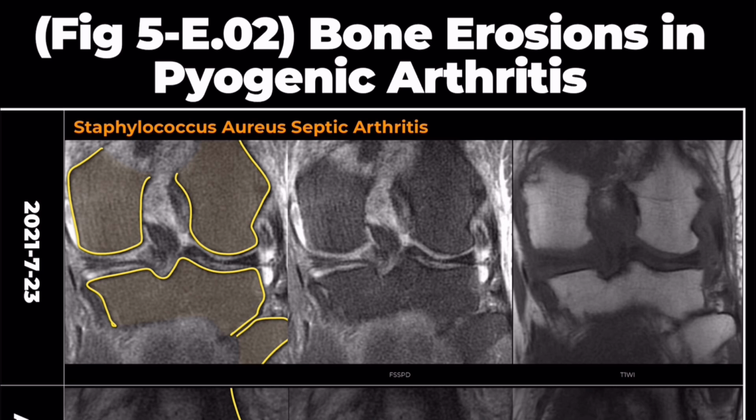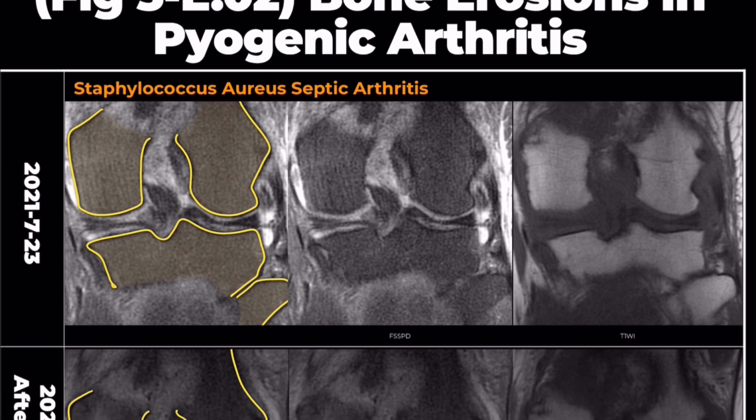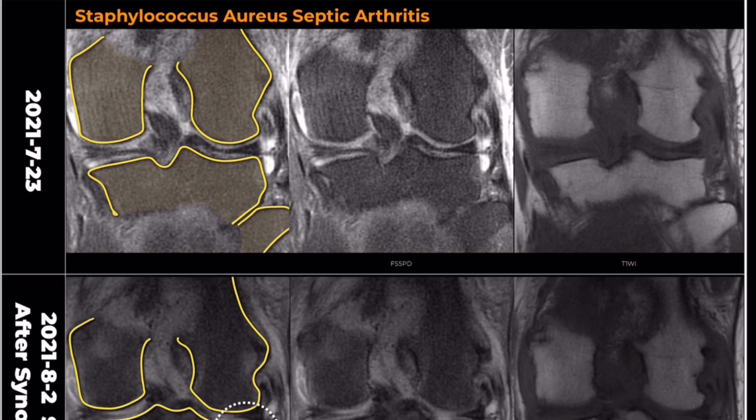Today, we'll delve into the bone erosions in pyogenic arthritis, focusing on MRI findings. We'll examine a case of Staphylococcus aureus septic arthritis to illustrate the progression of this condition. Let's begin with our case presentation.